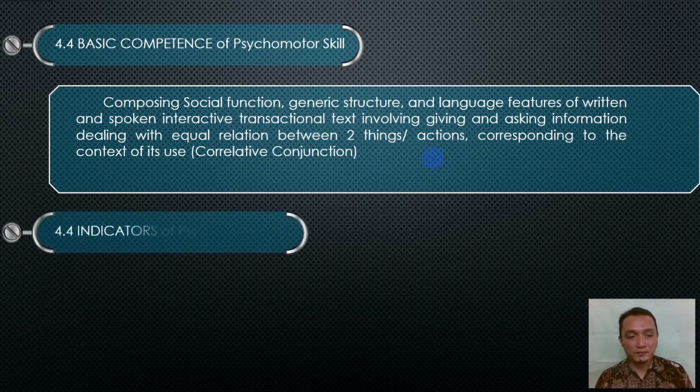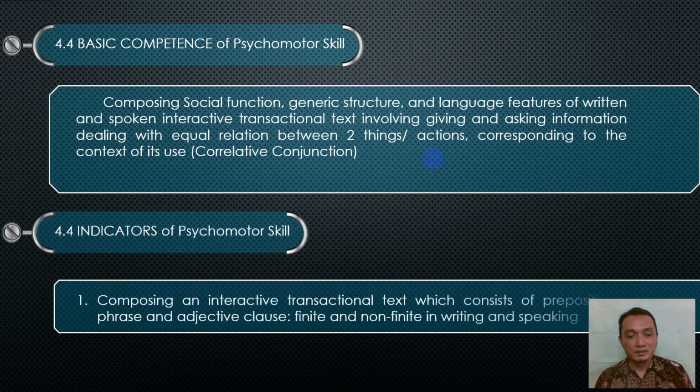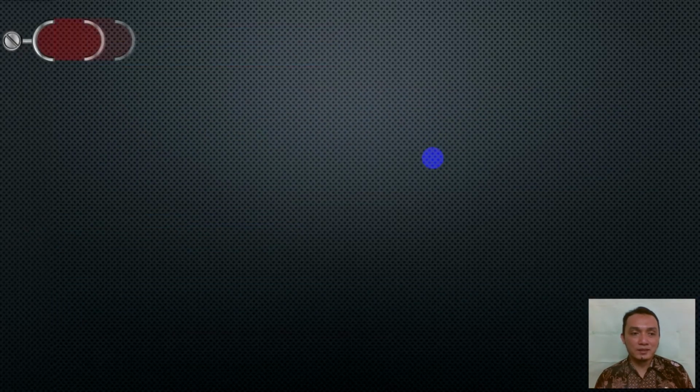The first indicator is composing an interactive transactional text. So at the end of the discussion today, I will ask you to compose statements that are connected by the correlative conjunctions themselves. Okay students, let's get to the point of the lesson. The first, in 3.4, I show you, tell me here.